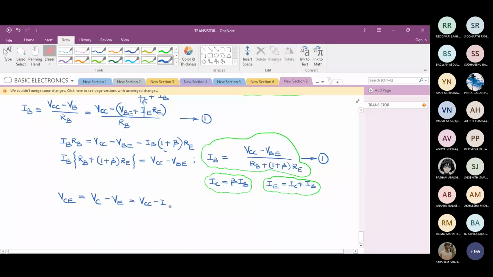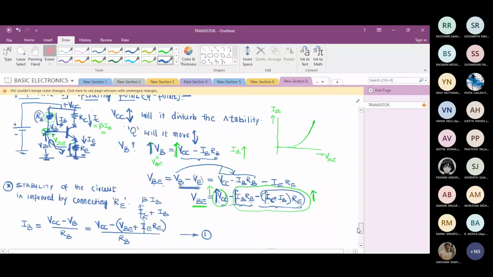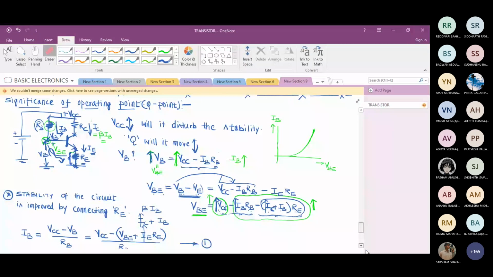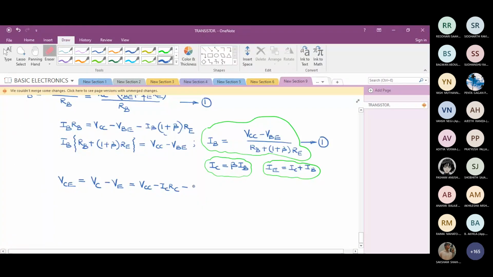Minus VE. What is the potential at the emitter with respect to ground? Zero, sir, it was grounded. Earlier it was grounded, now there is a resistance RE. So what should I write? IERE. Correct. So it is IE into RE.